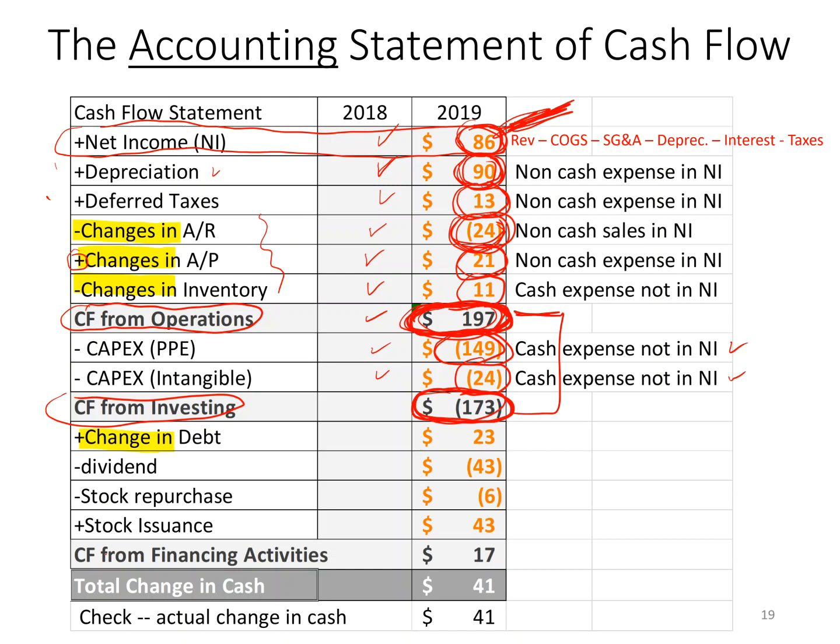And then the last category are changes from financing. So this organization increased its debt by $23. So I got an extra loan for $23. I paid a dividend of $43, so I subtract that. I bought back my own stock for $6, but I issued new common stock in the value of $43. So my cash flows from financing are $17.